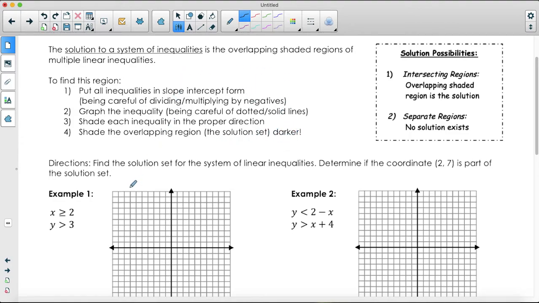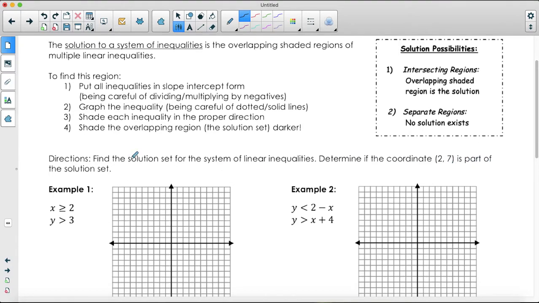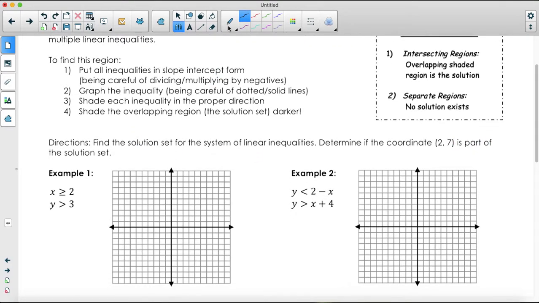So in order to do this, we're just going to graph them individually and shade them individually. So we're going to find the solution set for the system of linear inequalities, and then we're going to determine if the coordinate (2, 7) is part of the solution set. So our first example, we have to put it as x, y.